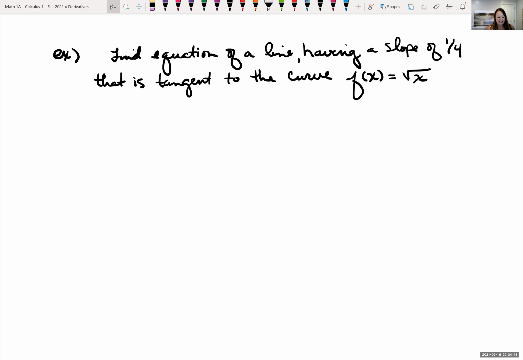So our next example says, find the equation of a line having a slope of 1/4 that is tangent to the curve f of x equals the square root of x. Okay, so we need to find the point or points on this curve, y equals the square root of x, that has a slope of 1/4. And so we need to look at the limit as h approaches 0.